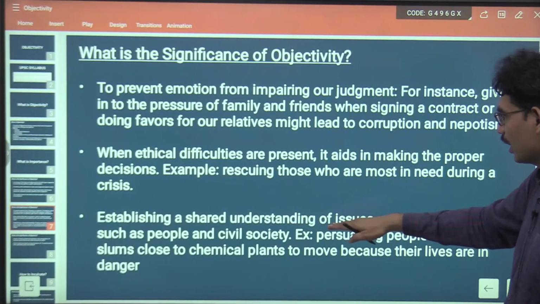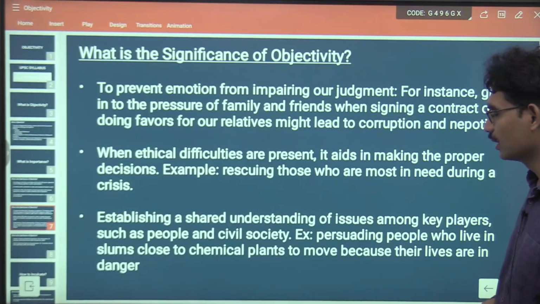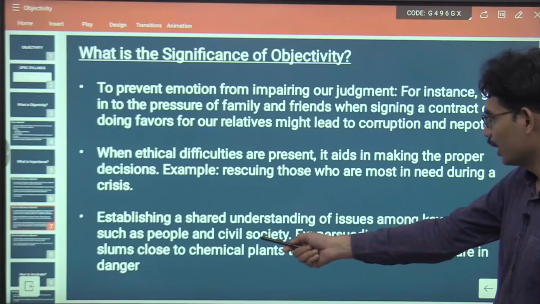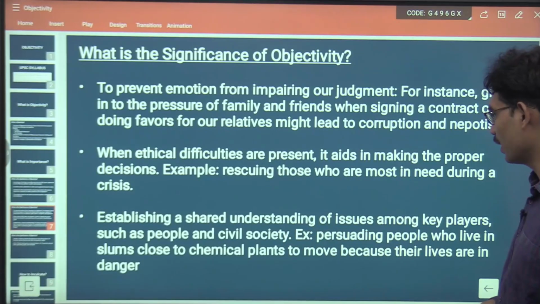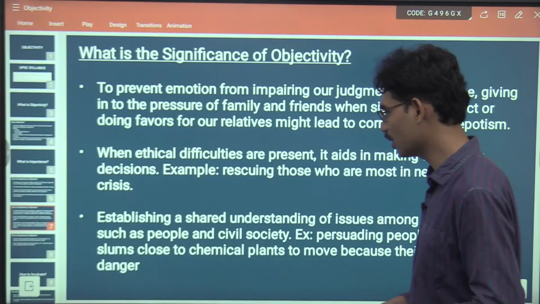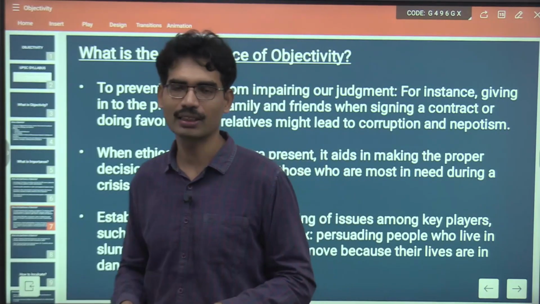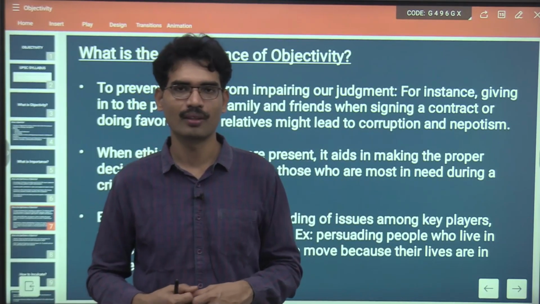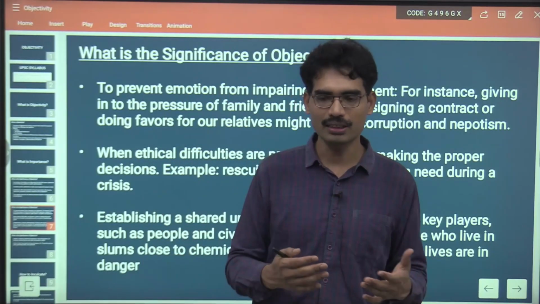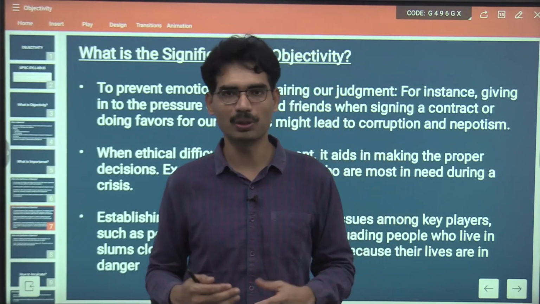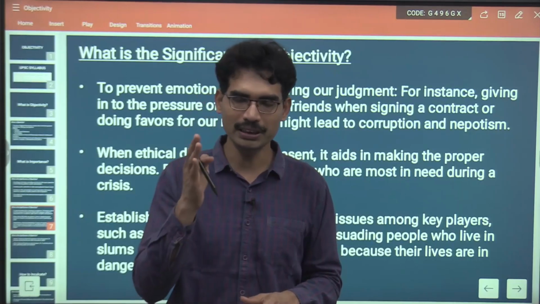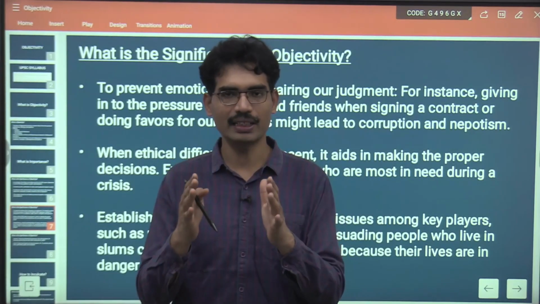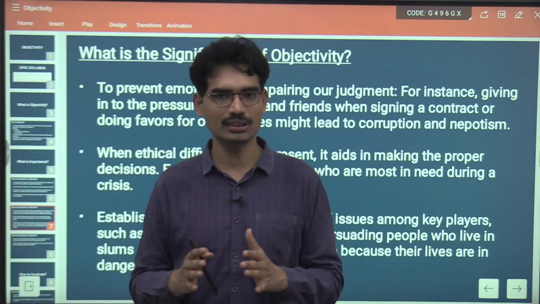Establishing a shared understanding of issues among key players such as people and civil society helps, for example in persuading people who live in slums close to chemical plants to move because their lives are in danger. Here is one example: a chemical factory is there, and a slum is nearby. They must be evacuated because their lives are in danger from the chemical pollution. That is the only objectivity. The truth is that they are in danger, and they must be relocated to the safest place.